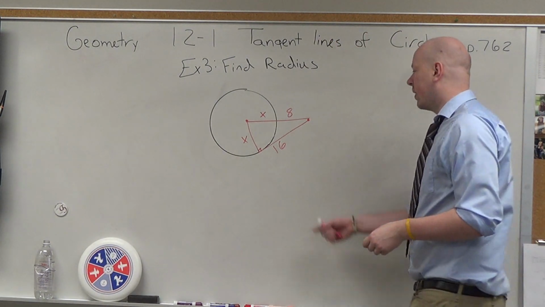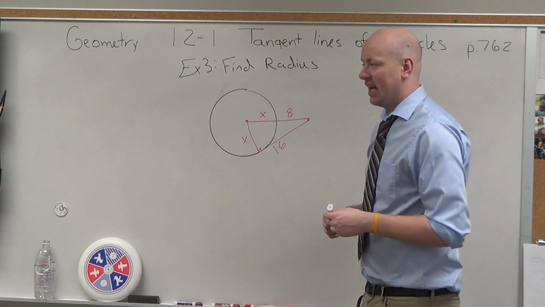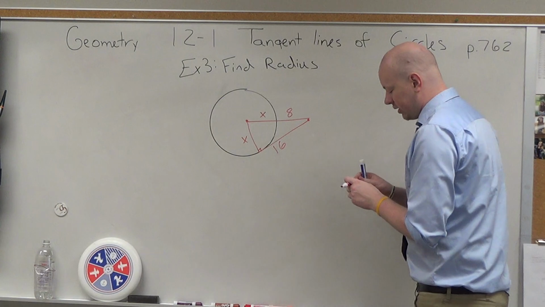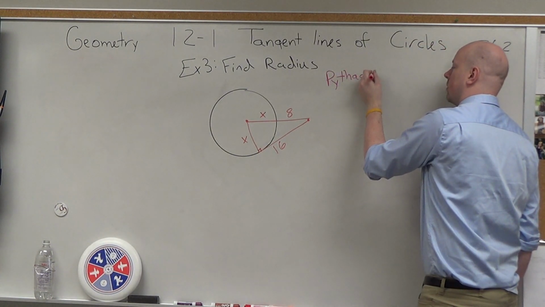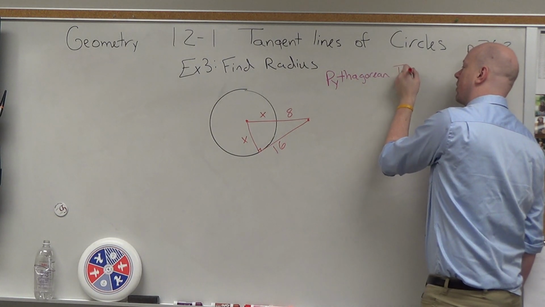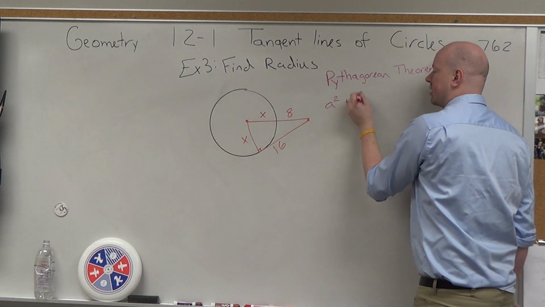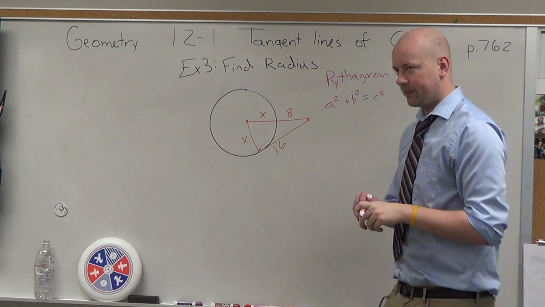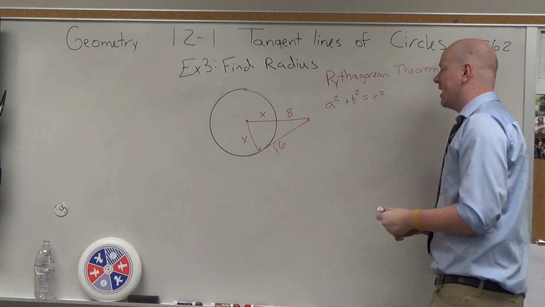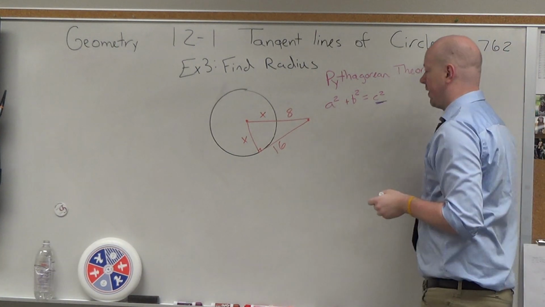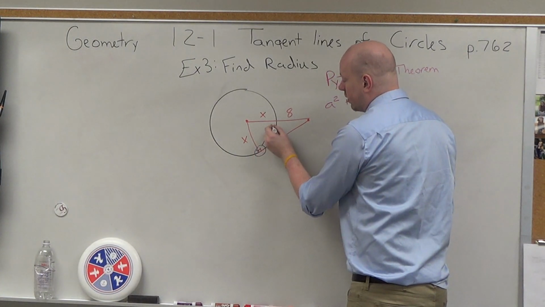Now, whenever I have a right triangle, what can I always do for its side lengths? Well, I can always do the Pythagorean theorem, which we've talked about quite a bit, where a squared plus b squared equals c squared. Well, all I need to do is identify my hypotenuse, and that'll have to be c. So which one has to be my hypotenuse? Again, opposite the right angle, so here.